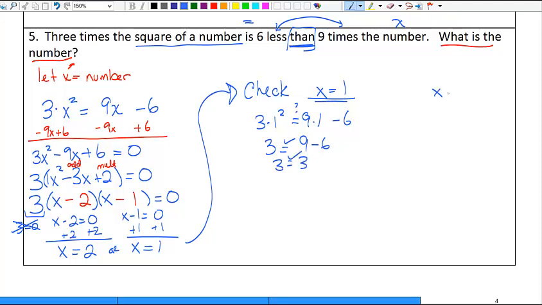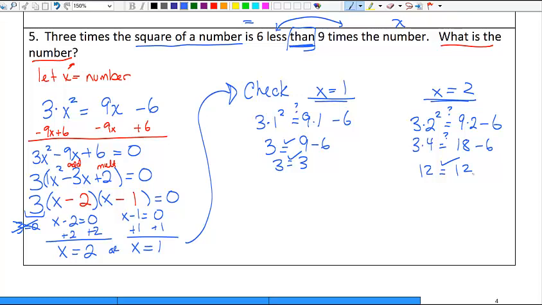Well, what if I was to check x equals 2, totally independent from x equals 1? Notice these are not two answers that go together. It's not like a pair of answers like we've had in the last couple of problems. This one, x equals 1, works. Now let's find out, does x equals 2 also work? 3 times the square of my number, 2, is supposed to be 6 less than 9 times that number. So 3 times 4 is supposedly equal to 9 times 2, which is 18, 18 minus 6. Well, look at that. It also works. So I have 2 independent, unique answers.